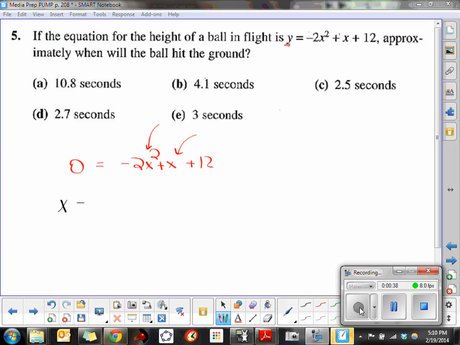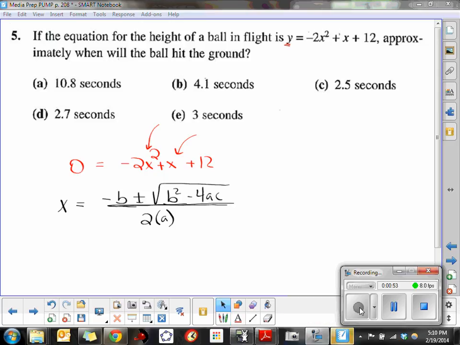If I want to find when it hits the ground, I'm going to use the opposite of b, plus or minus the square root of b squared minus 4ac, all over 2a. And in this case, I like the all over 2a, so 2 times a. So now we're going to substitute in our values.